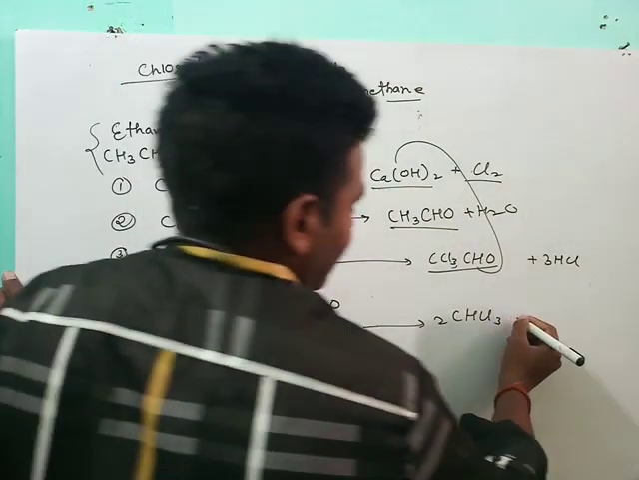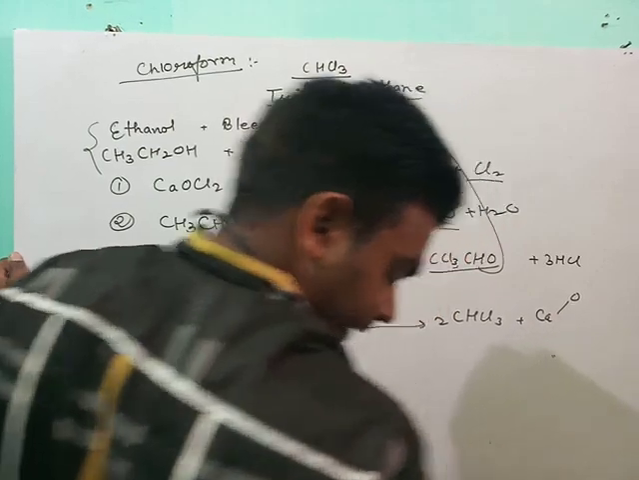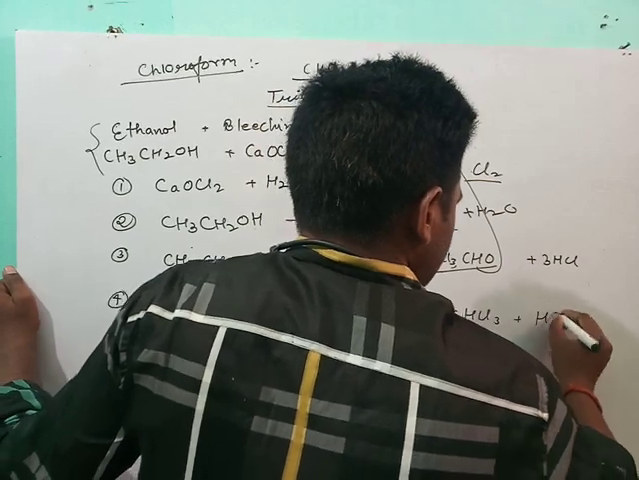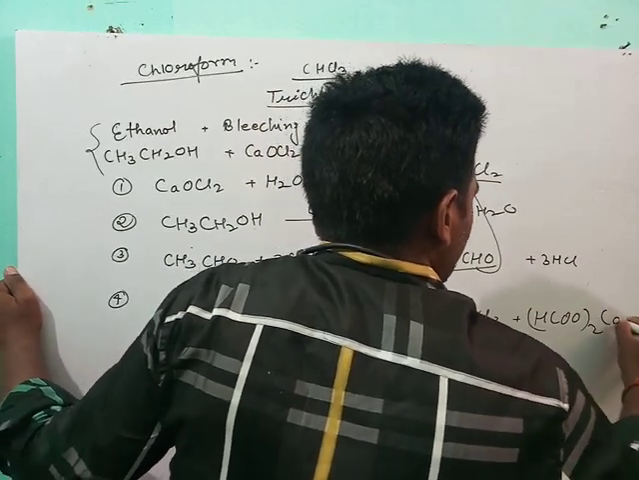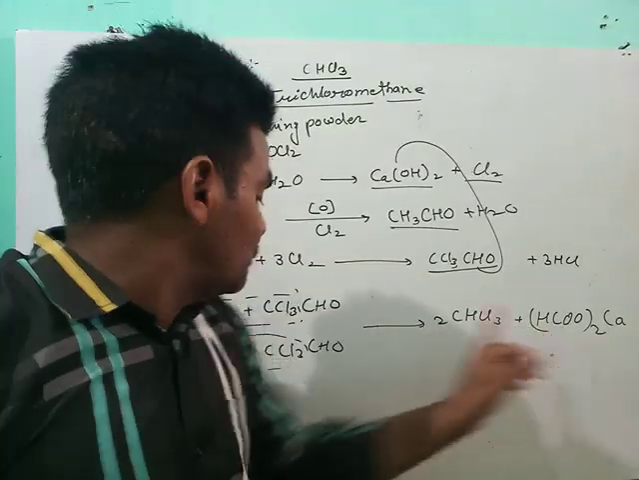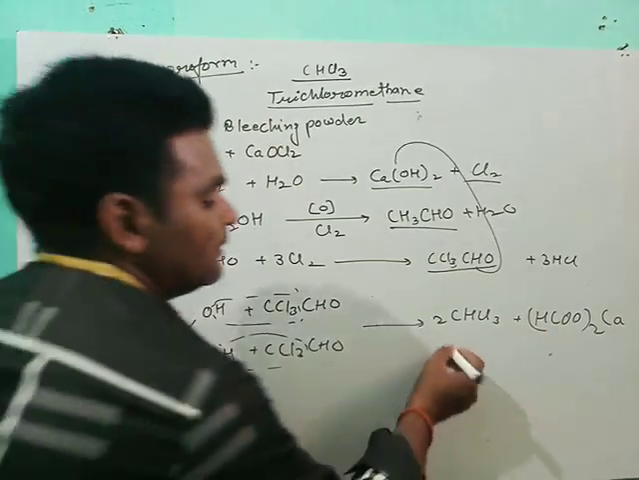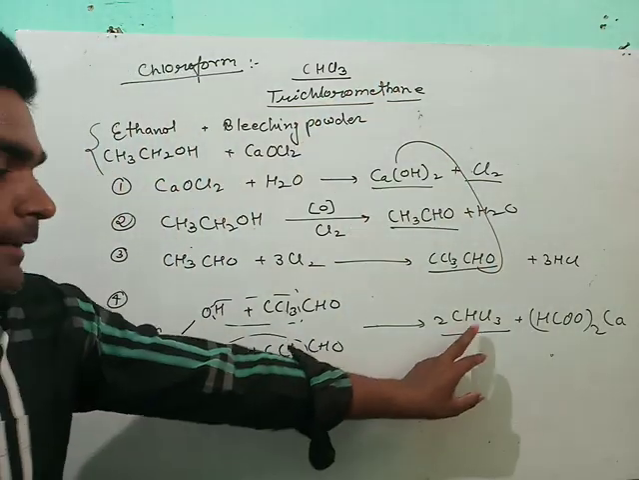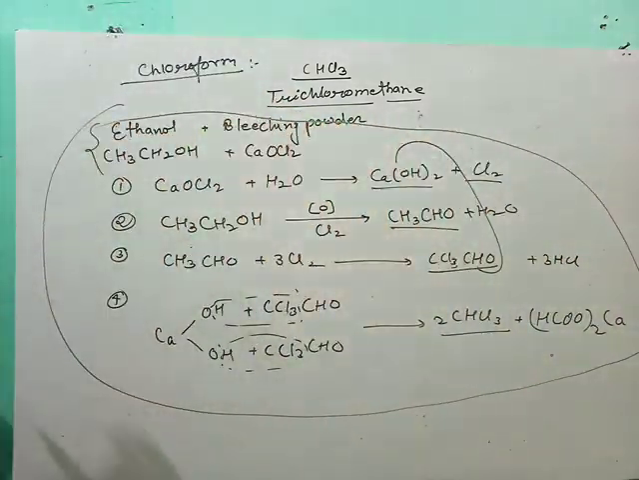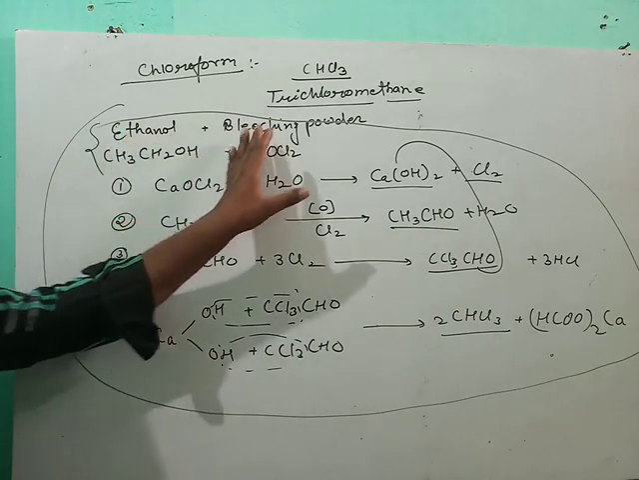And this can be written as (HCOO)2Ca. This is calcium formate, (HCOO)2Ca, and this is the chloroform CHCl3. So this is the long reaction for formation of chloroform in the lab method with the help of ethanol and bleaching powder. Thank you.